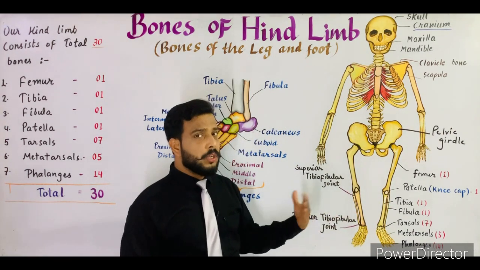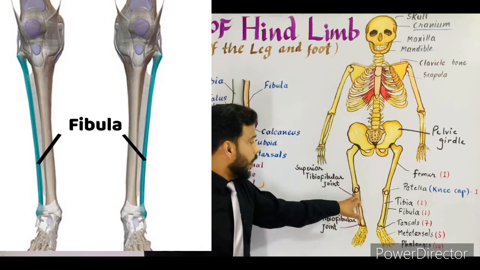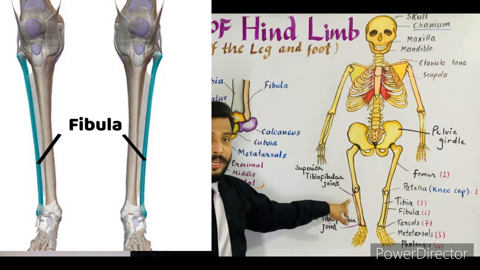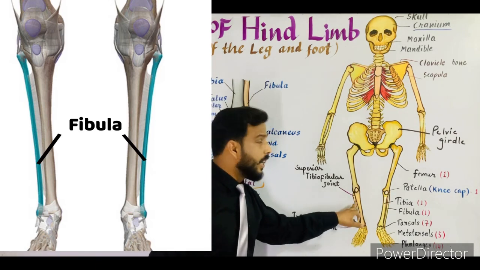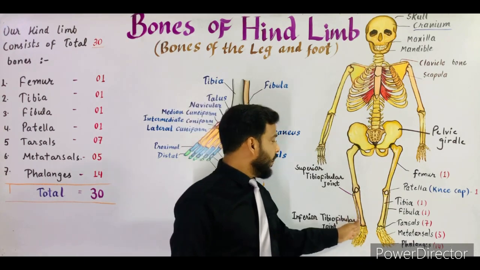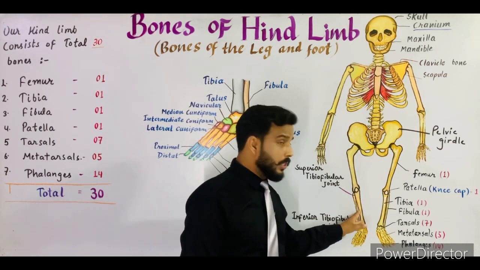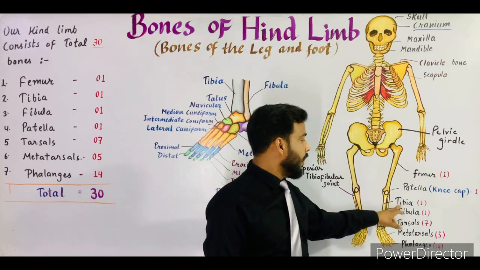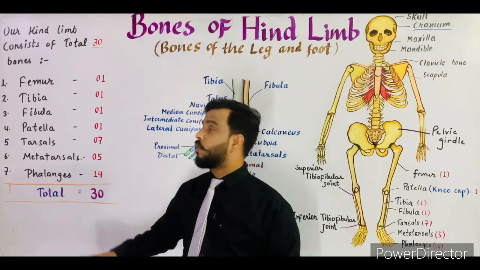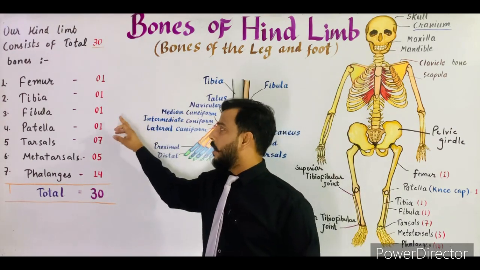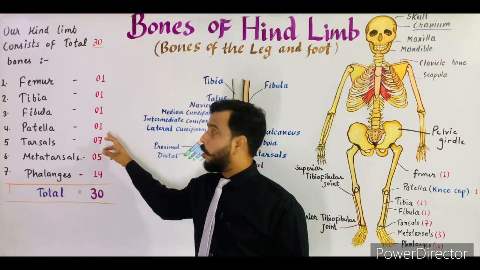Fibula is attached to the tibia at two joints. The upper joint of tibia and fibula is known as the superior tibiofibular joint, while the lower joint of tibia and fibula is known as the inferior tibiofibular joint. Between both the joints there is a gap, as you can see in the diagram. So these are the tibia and the fibula bone, tibia 1 and fibula 1. So the calculation is: the femur is 1, the tibia is 1, the fibula is 1 and the patella, or the kneecap, is also 1.